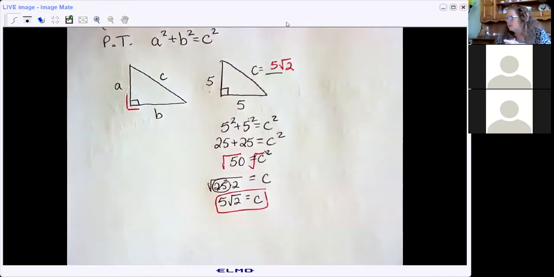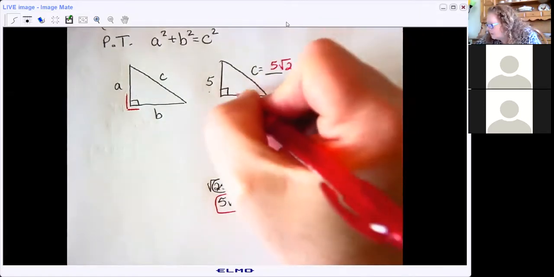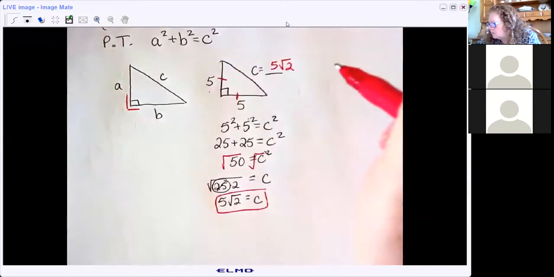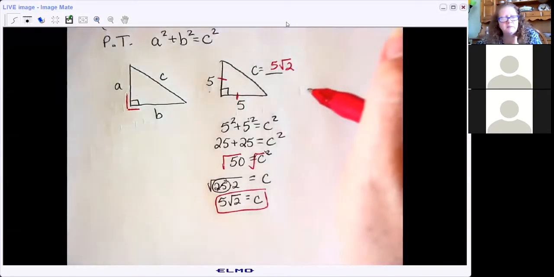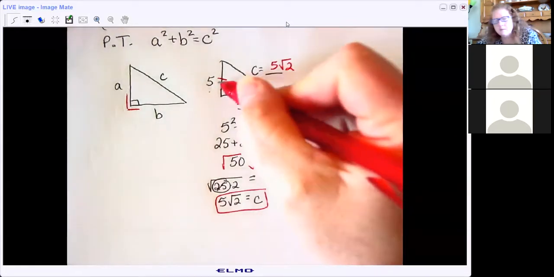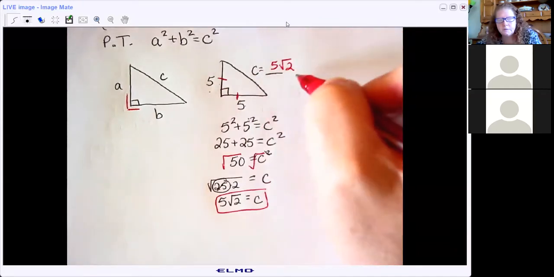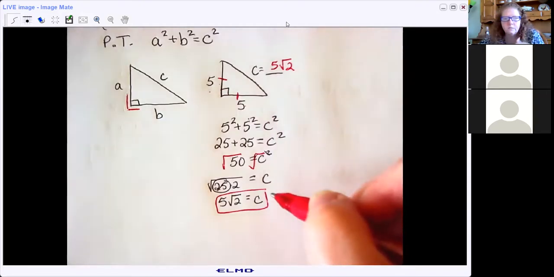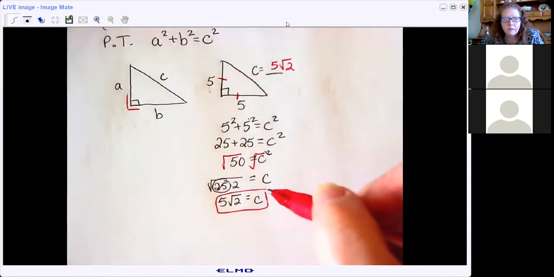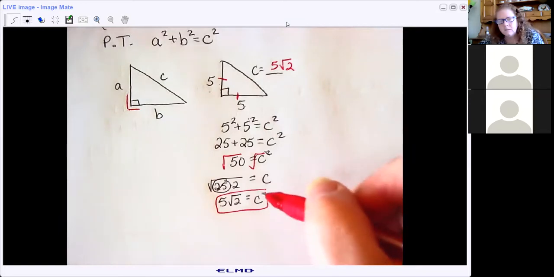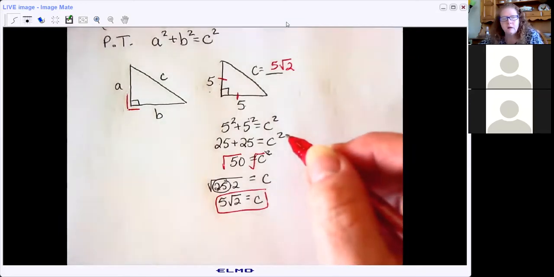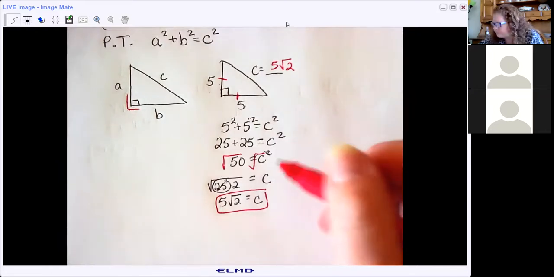Now this has an interesting relationship. I know you guys are still writing. These sides are equal. It's kind of a curious relationship, but it works, and it works all the time. Whatever number these sides are, that's the number that goes here with a root 2. We already saw why it works and how. That ends up being the relationship that we're going to be using.